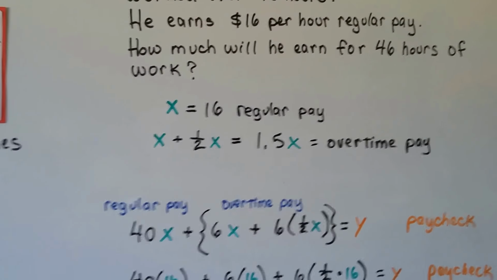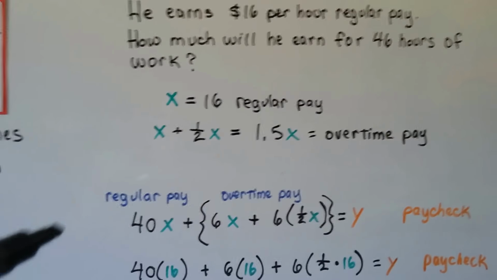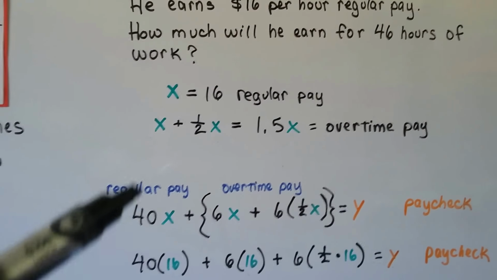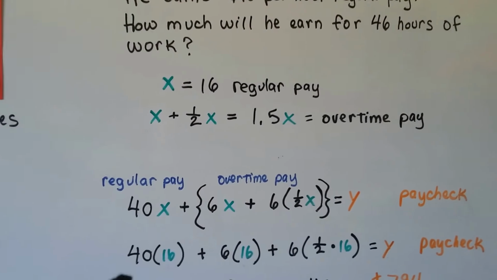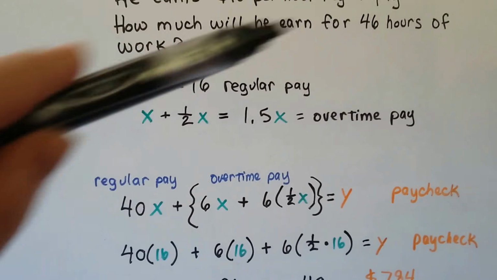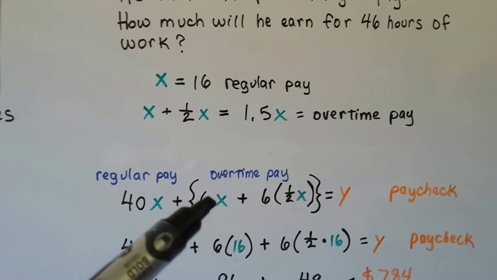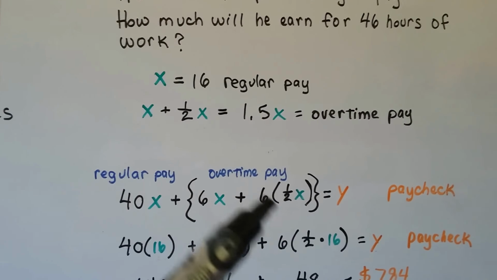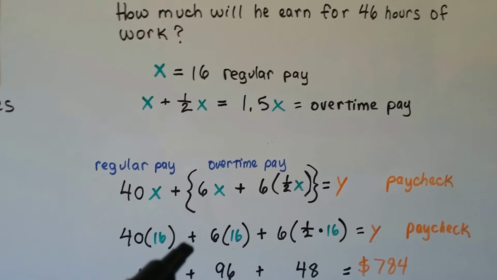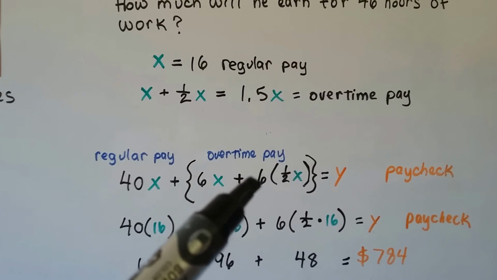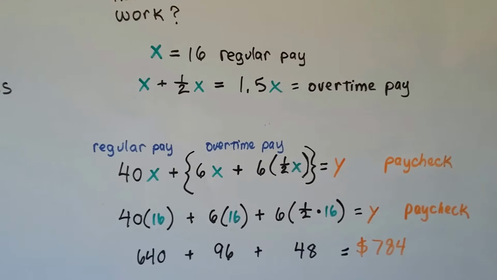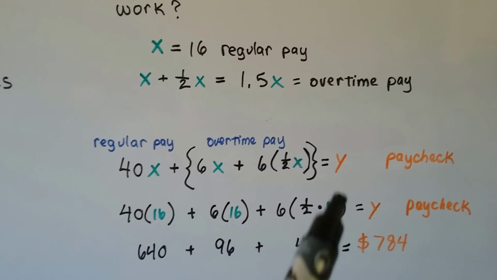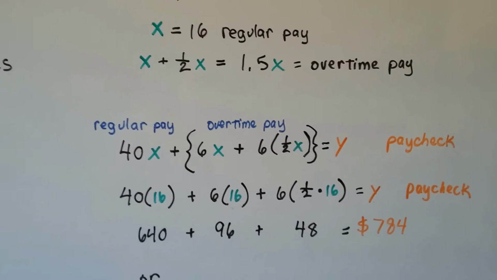So to represent the 46 hours that he worked, for the first 40 hours he gets regular pay, so that's 40 times the 16, see? The overtime pay would be the extra 6 hours, wouldn't it? So we'd have 6 hours plus half of the 16. So what we would do is we would do 6x plus 6 times half x. We could also do 6 times 1.5x. And that would equal y, his paycheck.